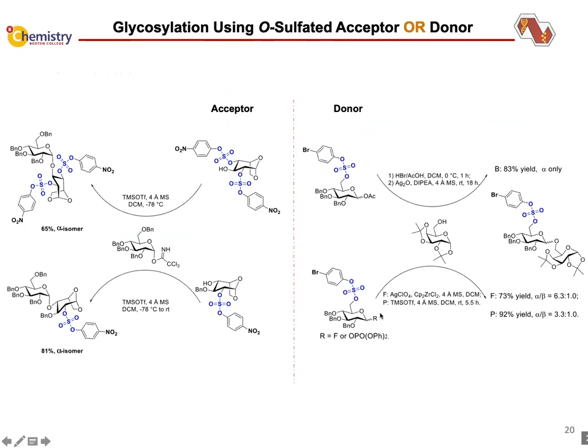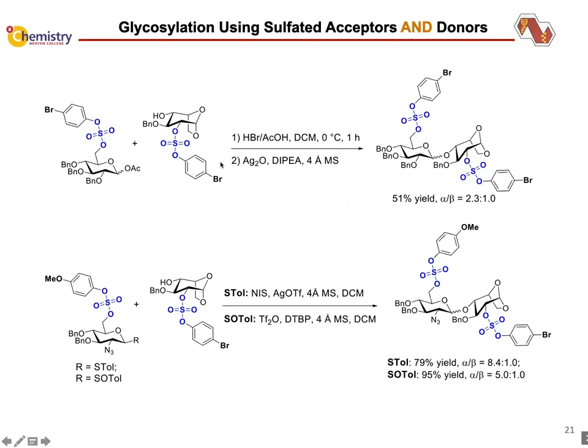Most importantly, this chemistry is compatible with glycosylation reaction, which is probably the most important thing for an early stage sulfation strategy. We found that the sulfated compound can serve both as an acceptor or as a donor in the corresponding reaction to generate the disaccharide in good yield. And it's noteworthy that when both donor and acceptor are modified by the sulfate diester, we could still generate the corresponding disaccharide in good efficiency.